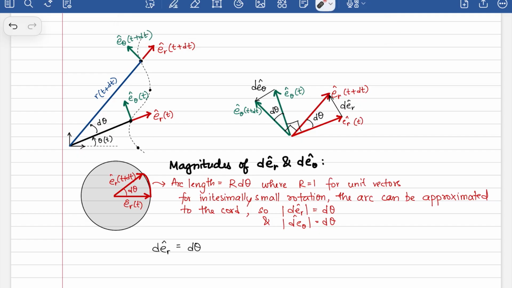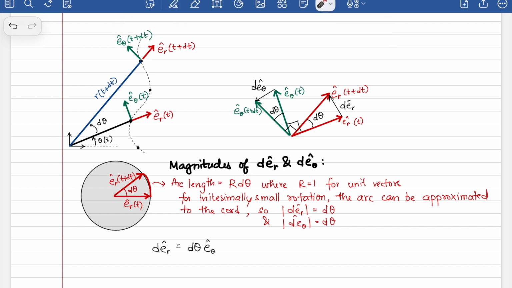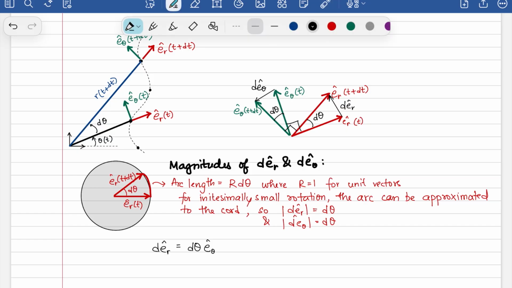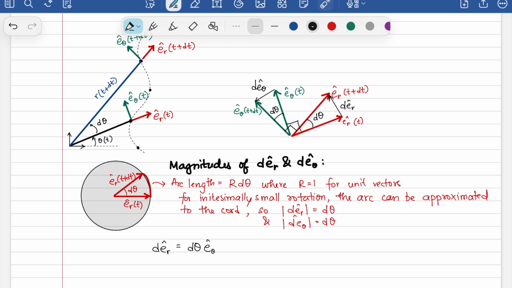d er hat, you can write that this is aligned along e theta hat. So we can write it in this way, especially for an infinitesimally small amount of change. This would be aligned along e theta hat. It will be perpendicular to the change, it will be perpendicular to the original unit vector.